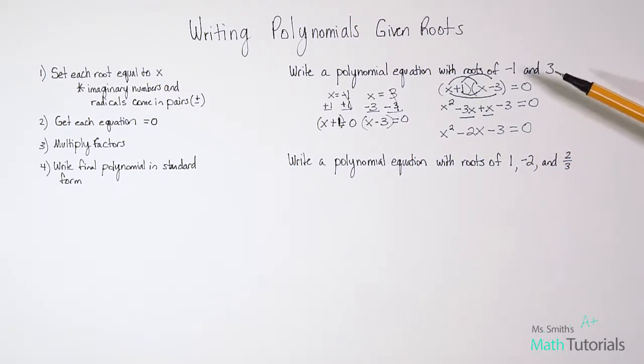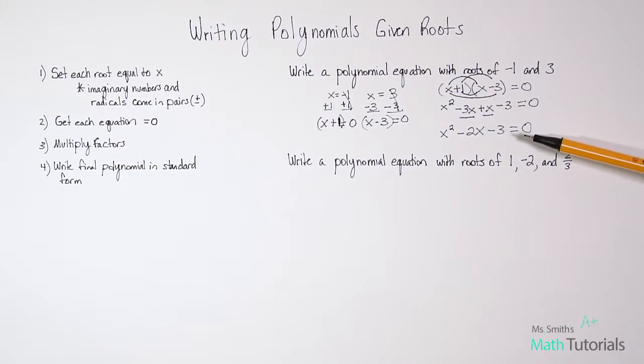This time we're starting on the answers and getting the polynomial. Let's do another example. Write a polynomial equation with roots of 1, -2, and 2/3.